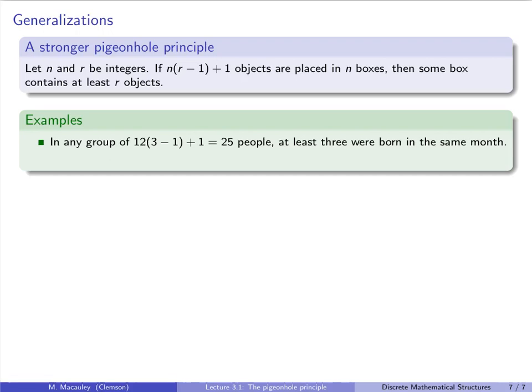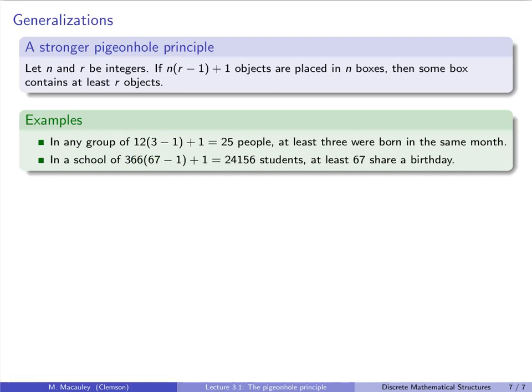And notice what 25 is. 25 is 12 times (3 minus 1), so this is the 24 that I mentioned, plus 1 more. So 12 represents the number of pigeonholes, and this 25 represents the number of pigeons.